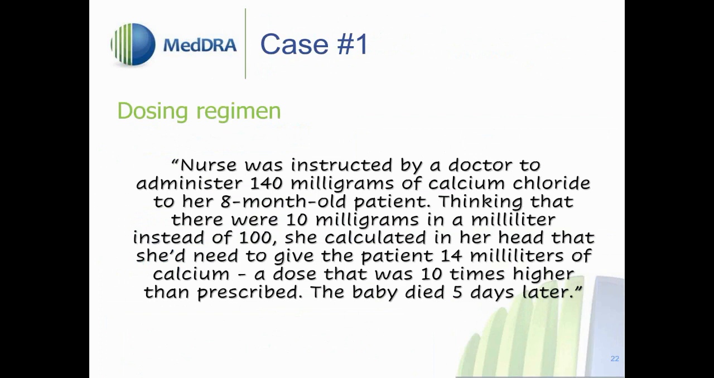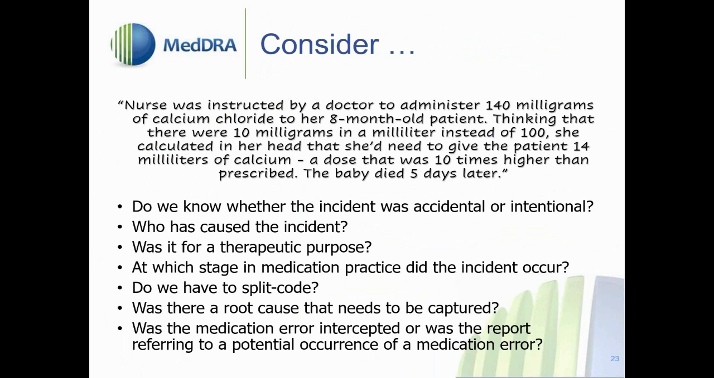Here's the first verbatim. A nurse was instructed by a doctor to administer 140 milligrams of calcium chloride to her 8-month-old patient. Thinking that there were 10 milligrams in a milliliter instead of 100, she calculated in her head that she'd need to give the patient 14 milliliters of calcium, a dose that was 10 times higher than prescribed. And the baby died 5 days later. So this is a real-life case.